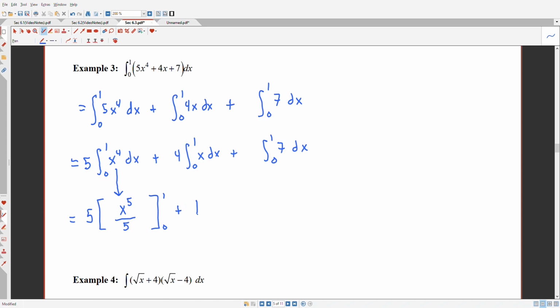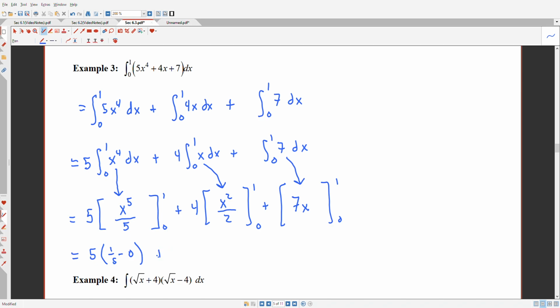For my next guy, I can also think about this doing a power rule. That's x to the 1. So I'm going to get x to the 1 plus 1 over 1 plus 1 from 0 to 1. And then for my last definite integral, the 7 anti-differentiates to 7 times x. So now I'm going to get these numbers that I've got to crank through. So I'll get 5 times 1/5 minus 0 plus 4 times 1/2 minus 0 plus 7 times 1 minus 0.